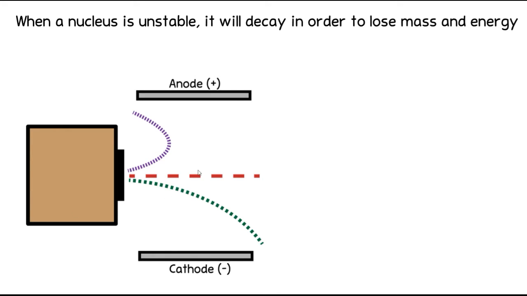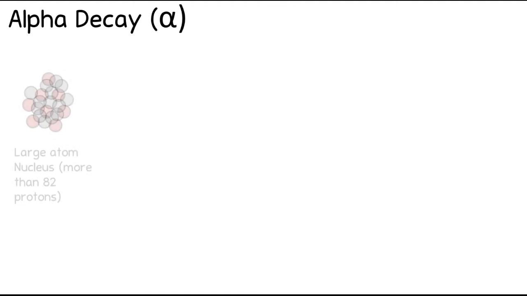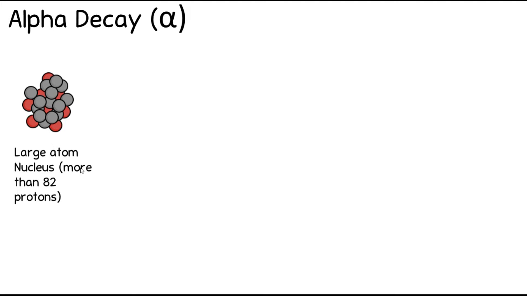So now we're going to look at the first type, which is alpha decay. The symbol for alpha decay is the Greek alpha symbol, and that's just because when it was discovered this is the symbol they used for it, and it just hasn't really changed since then. So it only occurs in large nuclei with more than 82 protons and a much higher number of neutrons. And what actually happens is, this is our nucleus here.